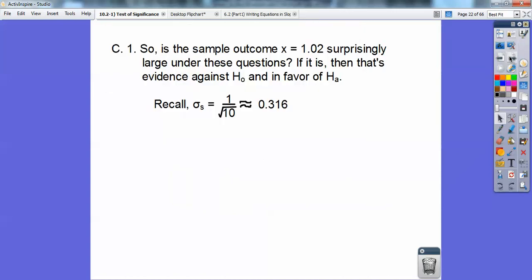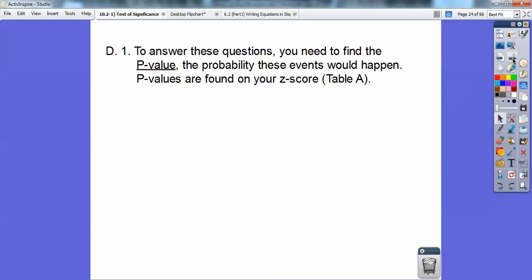So in the sample outcome, that should be a bar right there. This is the sample mean, so x bar is 1.02. Is that surprisingly large enough under these conditions? If it is, then that's evidence against your null hypothesis and in favor of your alternative hypothesis. Okay, remember, the sample standard deviation in this case was 0.316. And what if another 10 samples tested had 0.3? Would that be significant enough?